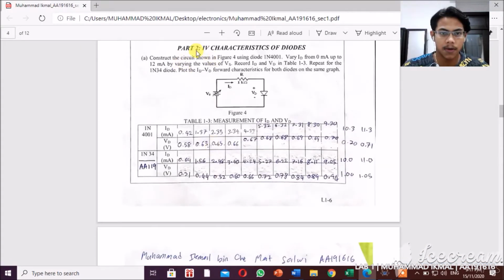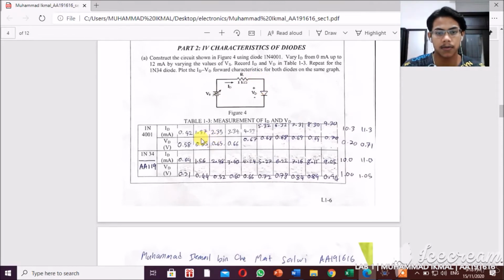So let's continue to part 2, IV characteristic of the diode. The question is about constructing the circuit shown in figure 4 using a silicon diode. Vary the ID from 0 mA up to 12 mA by varying the value of Vs. Record ID and VD in table 1.3. Repeat for the germanium diode, and plot ID versus VD characteristics for both diodes on the same graph. In this figure 4, we can see that the diodes are in forward bias.